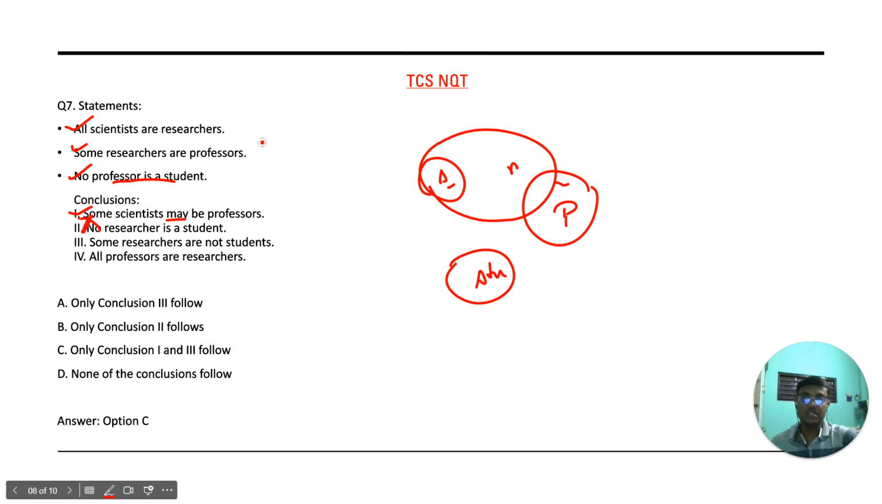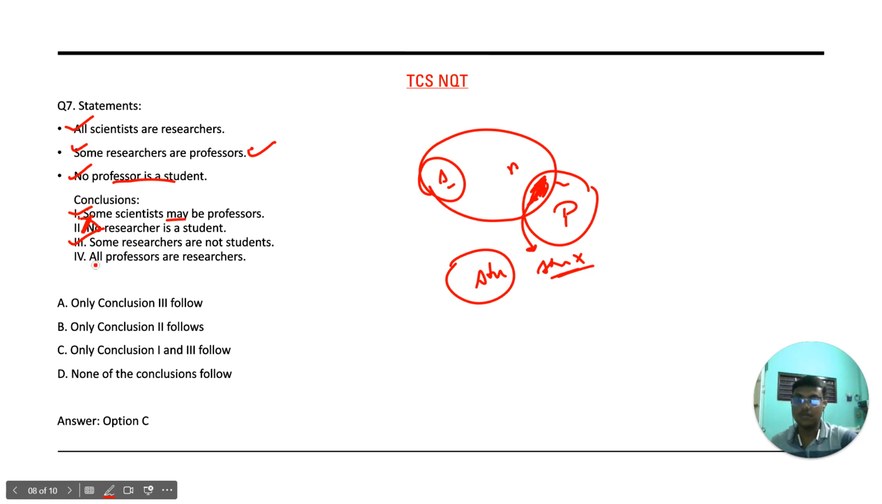Clearly, professors are not students from this statement. Again, professors and researchers have some common part between them, this common part. Thus, anything coming inside this portion would not be a student, and hence the conclusion 3 that some researchers are not students is a correct conclusion because this part would never be a student as no professor is a student. Hence, conclusion 3 is a correct conclusion.